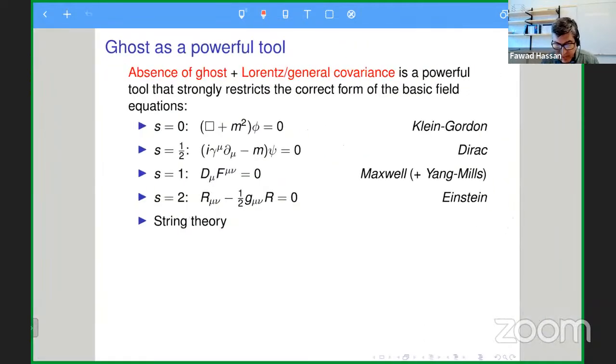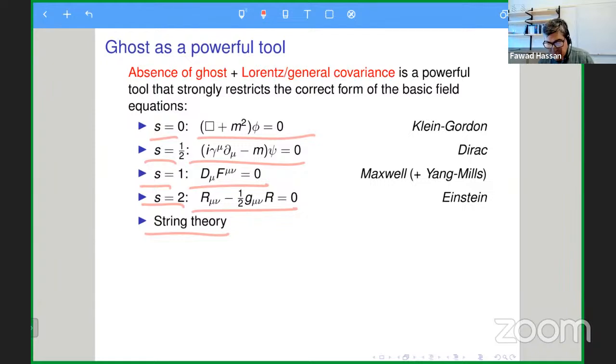The examples are very well known. For a spin 0 field, you have the Klein-Gordon equation. For spin half, you have the Dirac equation. For spin 1, you have the Maxwell-Yang-Mills equations. For spin 2, you have the Einstein equations. And if you go beyond that, even string theory, most of its structure is essentially determined by the requirement of absence of ghosts and Lorentz invariance, basically.